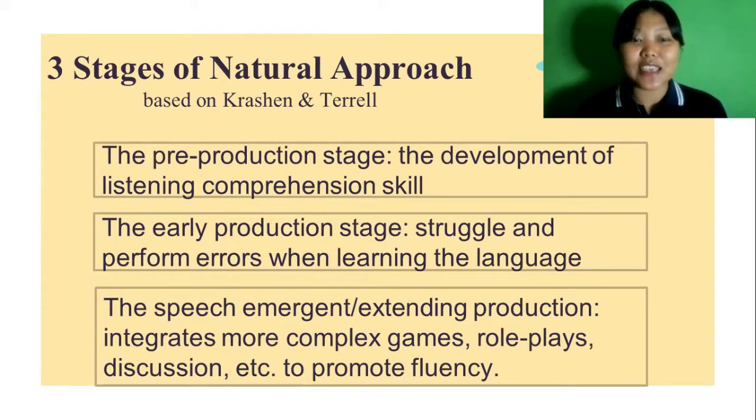The second one is the early production stage. Here, students struggle and make errors when learning the language. And the last one is speech emergence or extending production. At this point, students are expected to be able to produce their target language, and the teacher integrates more complex games, role plays or discussions, and many other activities in order to promote fluency.